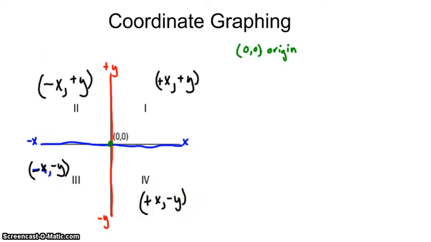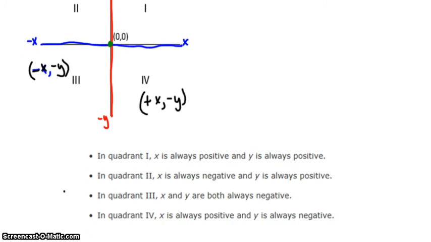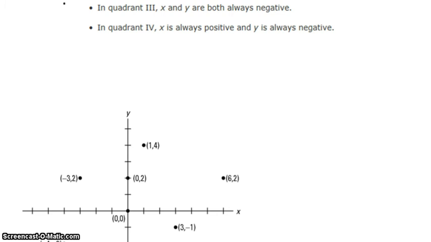All right, so if you want to write down a couple of little rules here, in quadrant 1, x is always positive and y is always positive. In quadrant 2, x is always negative and y is always positive. In quadrant 3, both x and y are always negative, and in quadrant 4, x is positive and y is always negative. All right, so that being said, let's take a look at a few points on a graph here.